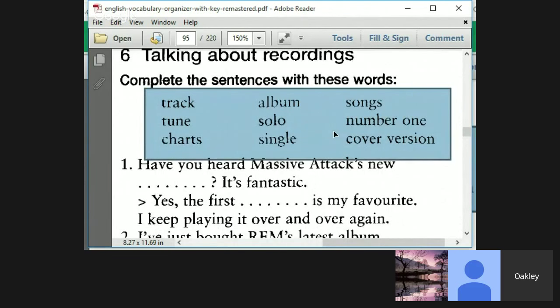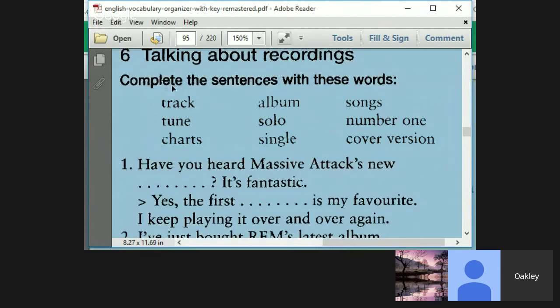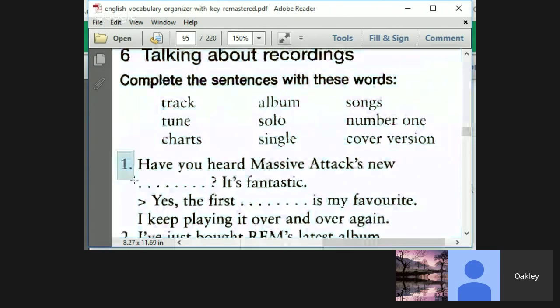All right. We've only got a few minutes, but let's see if we can make it through this. Talking about recordings of music. Okay, Sam? Have you heard Massive Attack's new album? It is fantastic. Yes, the first track is my favorite. I keep playing it over and over again.